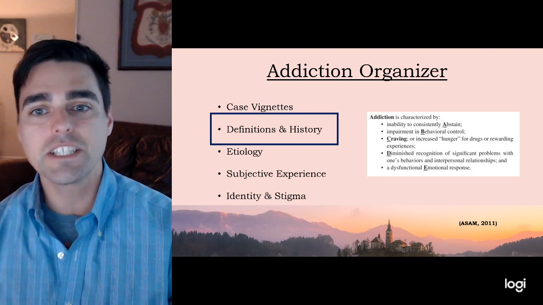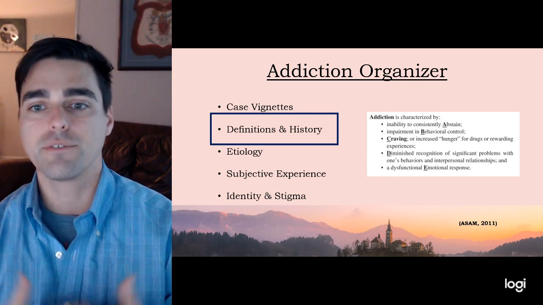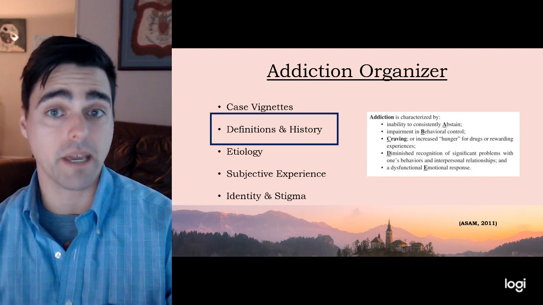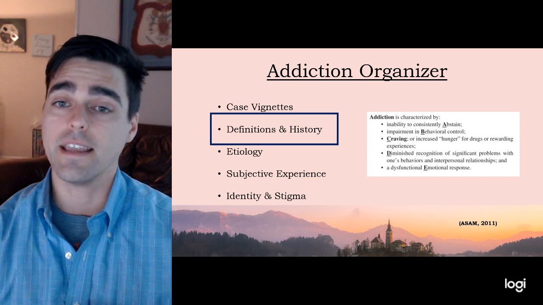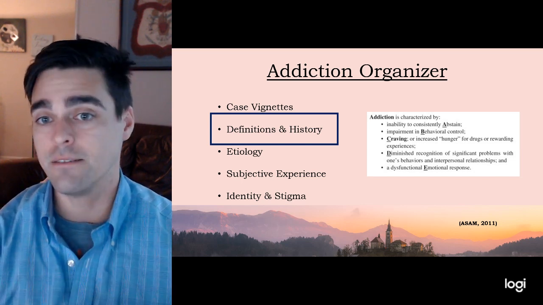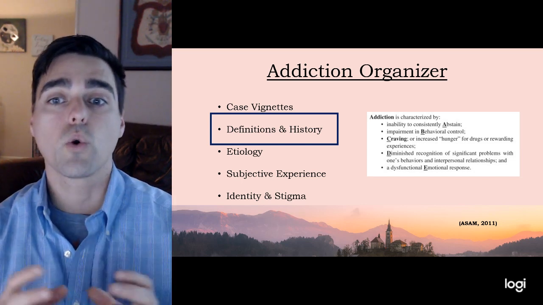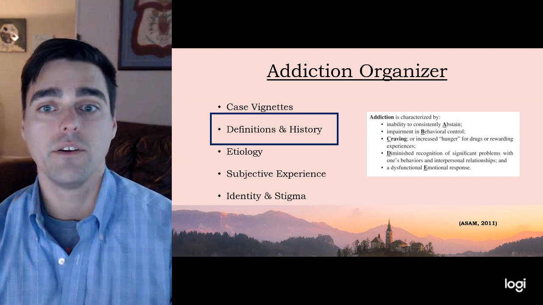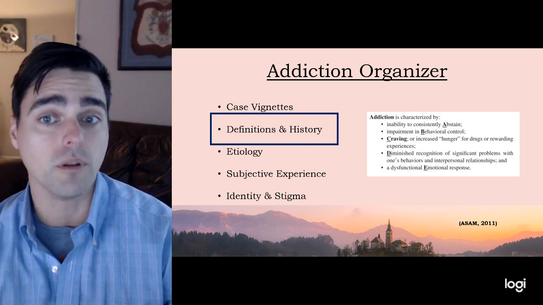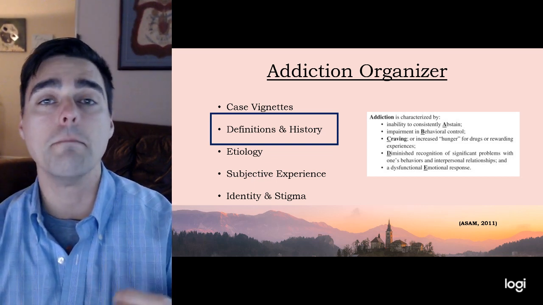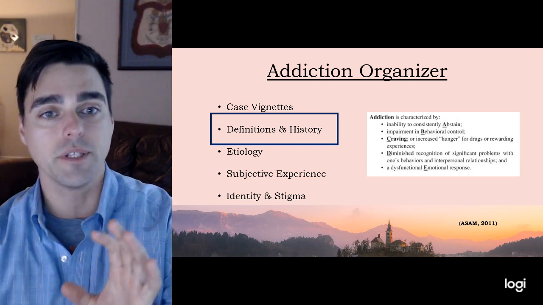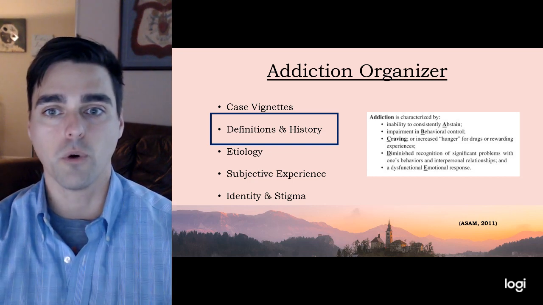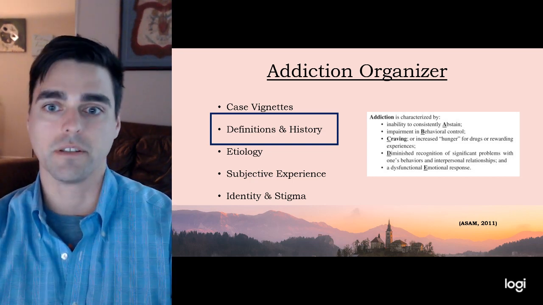So addiction is characterized by these 5 key points. This is the American Society for Addiction Medicine's definition. It's an inability to consistently abstain, impairment in behavioral control, craving, or increased hunger for drugs or rewarding experience. There's diminished recognition of significant problems with one's behaviors and dysfunctional emotional responses. So all these things go into addiction. Now, this is really important to keep in mind as we continue forward. I'm going to be refining some of that definition in a little bit.